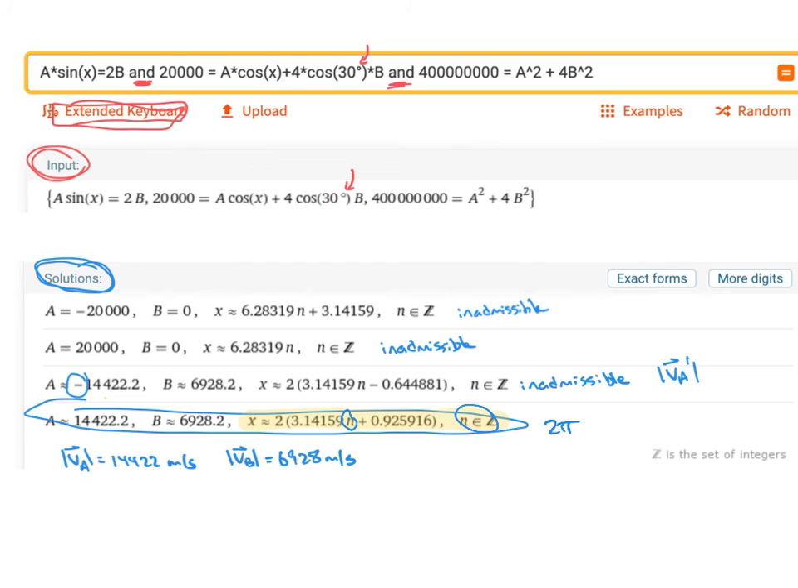Okay, so I'm going to just ignore all that. N's allowed to be any integer, so let's just choose 0, which makes that term go away. So now it's telling me that x is the angle. I didn't bother to type in theta, I just typed in x. They're saying that theta is going to be 2 times 0.925916. So I'm going to double that figure, which gives me approximately 1.85. But the problem is this is in radians. It's 1.85 radians. It's not in degrees.